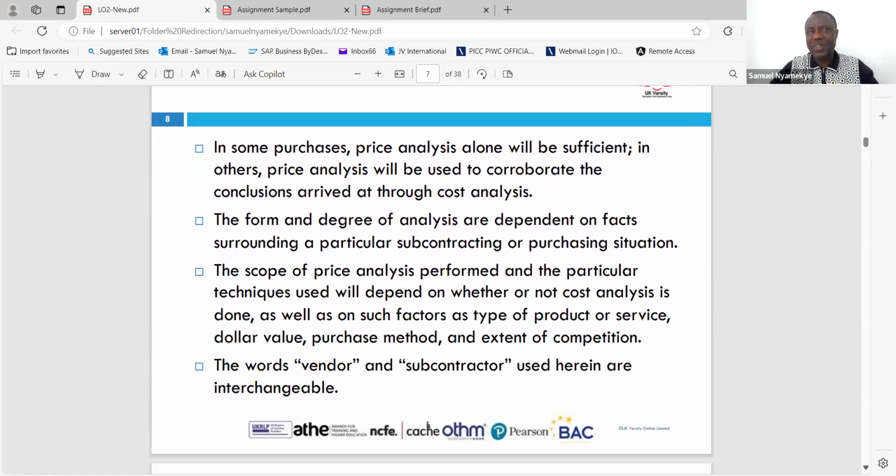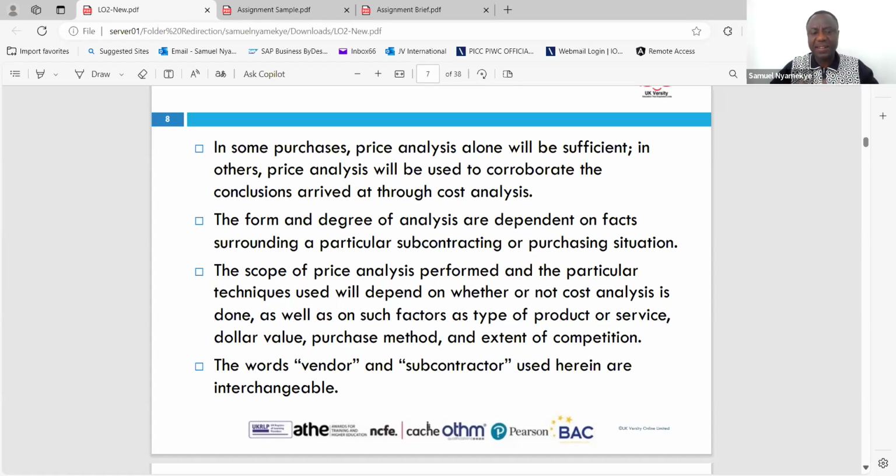In some cases, just price will be enough. Like we said, if it's not a strategic item, not a nuisance, not a bottleneck, but something you definitely can't do without. I would say maybe bottleneck, because you definitely need it. So the price should be enough. Yeah, the price definitely should be enough. But there are other situations where you would have to incorporate cost analysis.